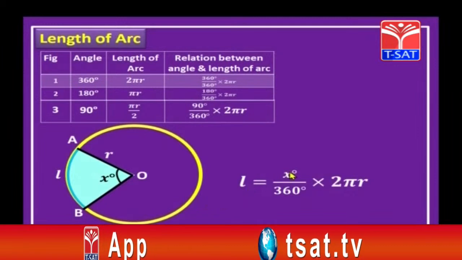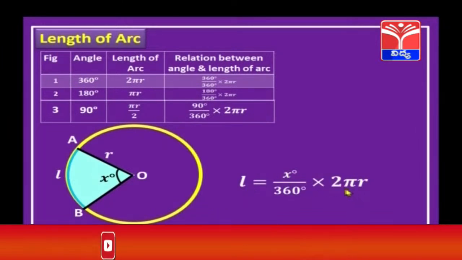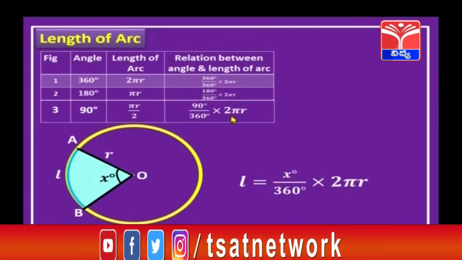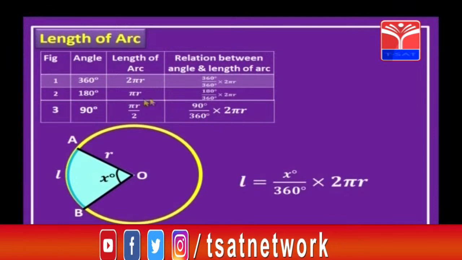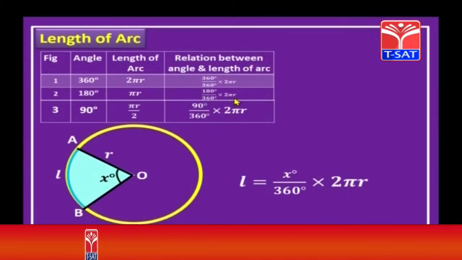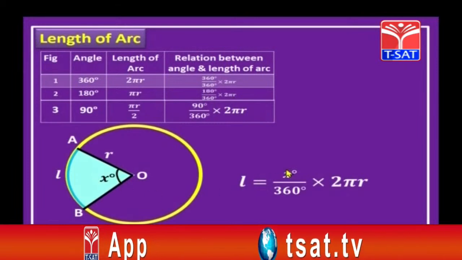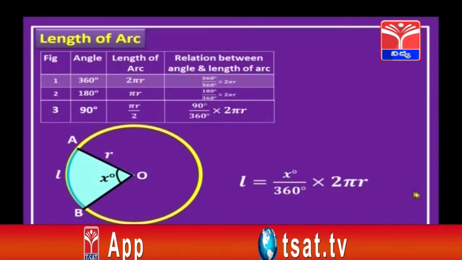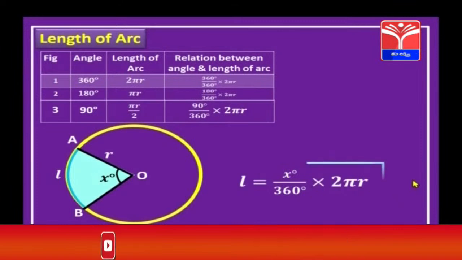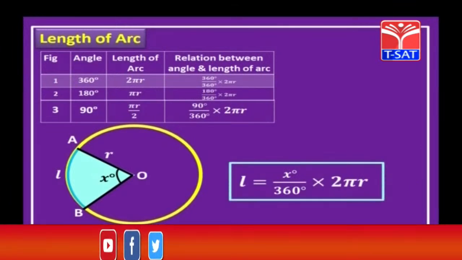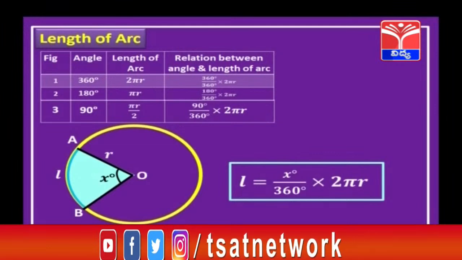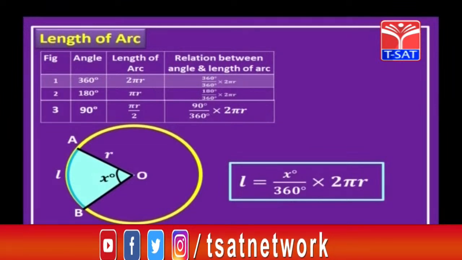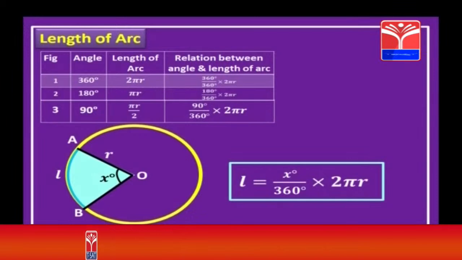Yes, L is equal to x degrees by 360 degrees into 2 pi r. Why like that? When it is subtending 90 degrees, we took 90 by 360 into 2 pi r. When it is subtending 180 degrees, we took 180 degrees by 360 into 2 pi r. So similarly, when it is subtending x degrees, it should be x degrees by 360 into 2 pi r. So this is the formula to find the length of arc of a circle, x degrees by 360 degrees into 2 pi r. Okay, children.